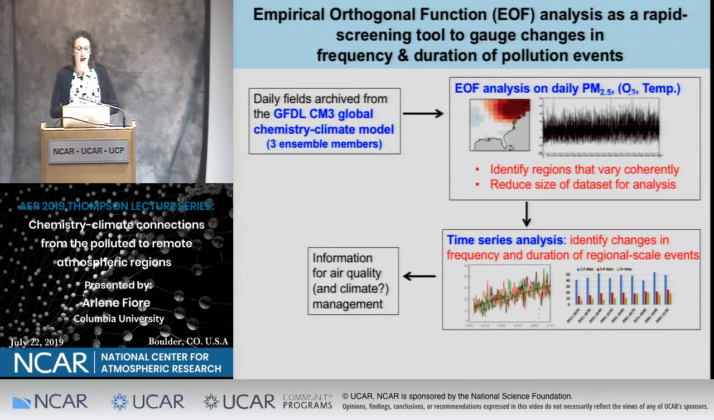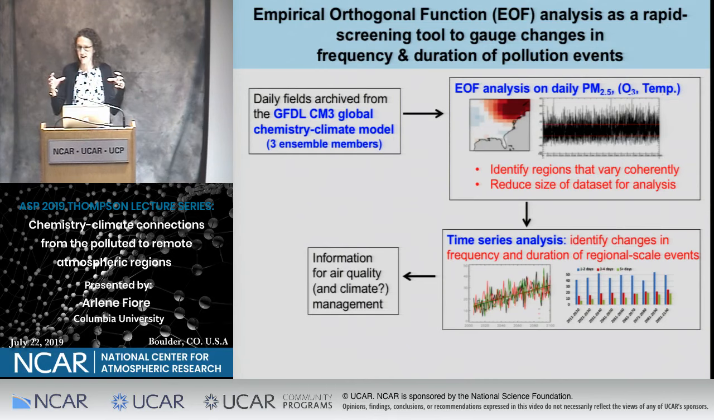What I'm running this EOF analysis on are daily fields of 24-hour average fine particulate matter archived out from a set of chemistry climate model simulations with the GFDL CM3 model. We have 3 ensemble members that we'll use. I'll go into more details on the specific simulations later. But the overall goal here is to try to identify these regions that vary coherently.